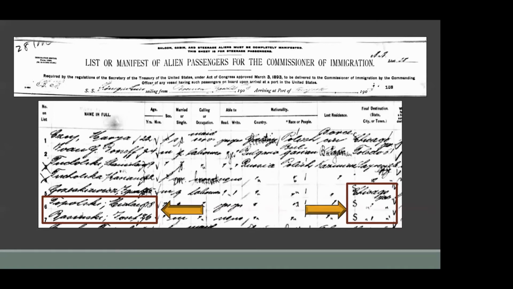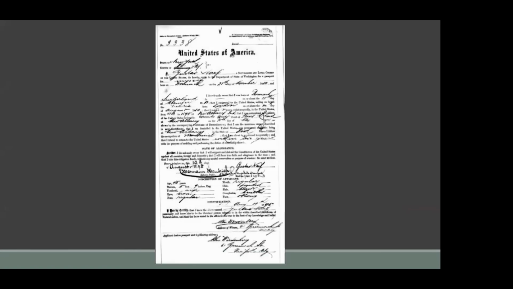Other supplemental records for you to consider are records such as these passport applications. These are available from 1795 to 1929. You had to be a citizen to get a passport. And this is an example from the 19th century. Looks like a pretty lengthy document already for us to explore.